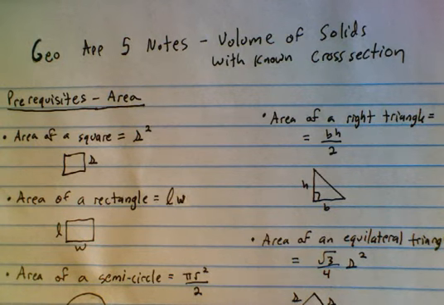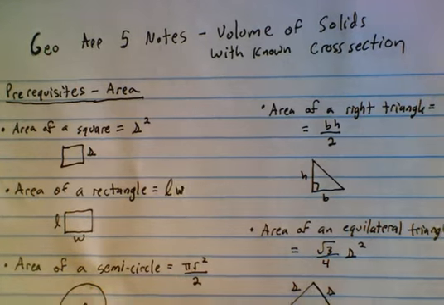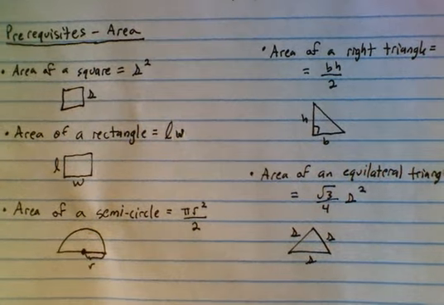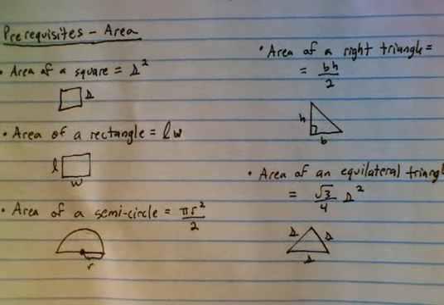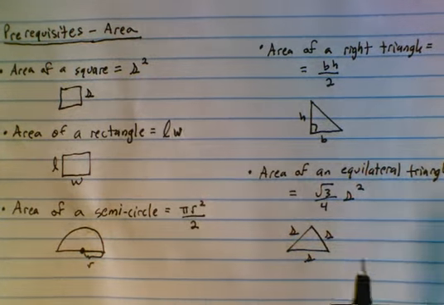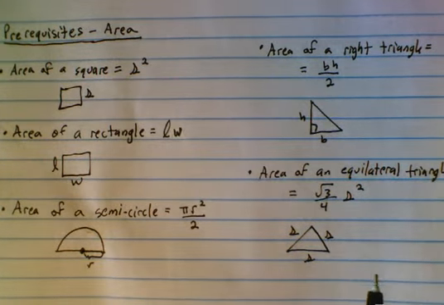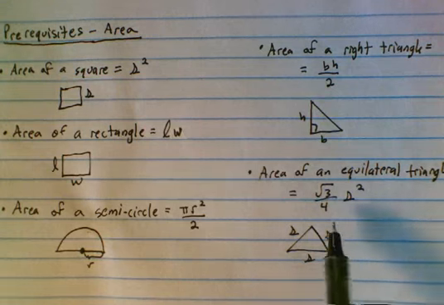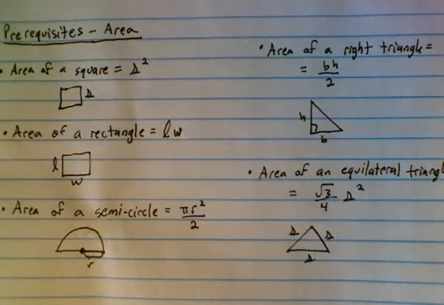But before we do that, we have to know some basic areas and volumes in a non-calculus manner. So make sure you have all these prerequisites written down. Most of them you know. The area of an equilateral triangle is probably new. There's a way to figure this one out just based on your other formulas, but it's a pain in the butt, so if you just go and memorize it, that's probably easiest.